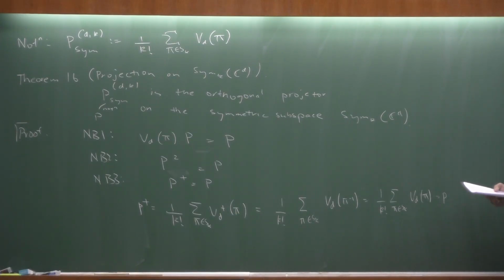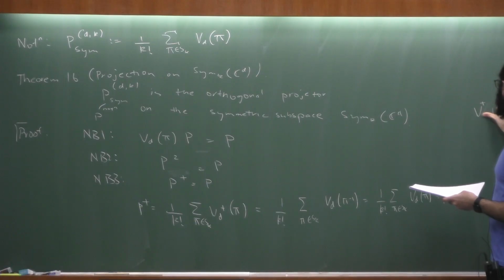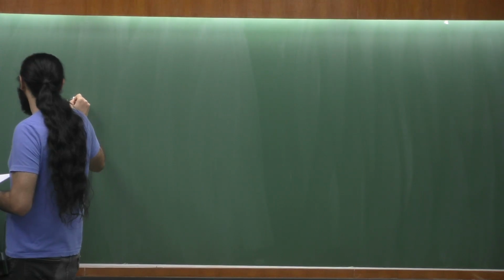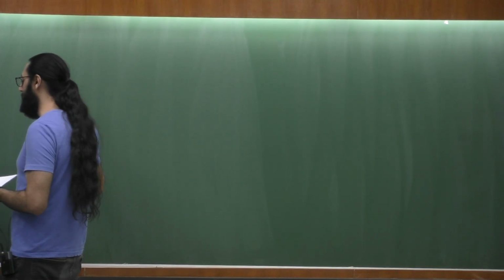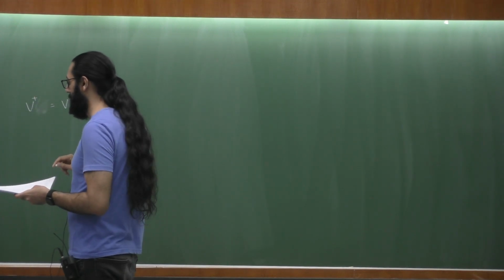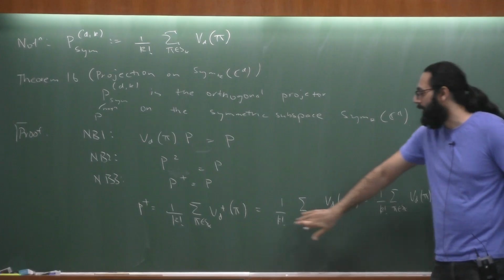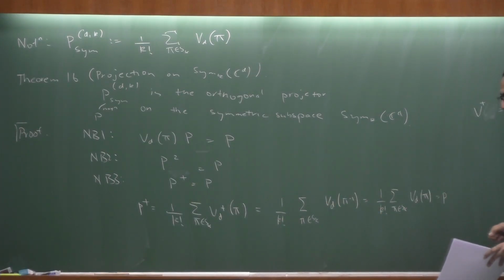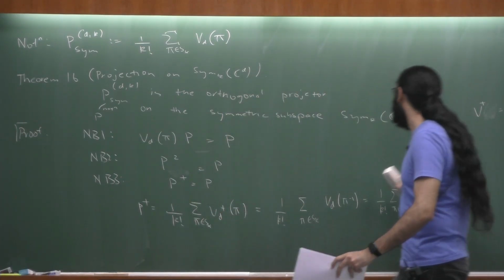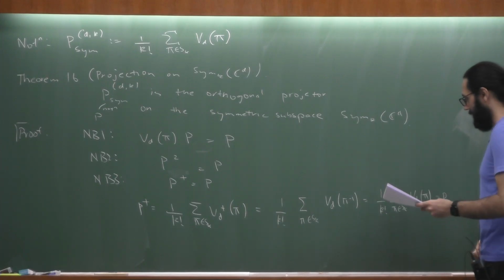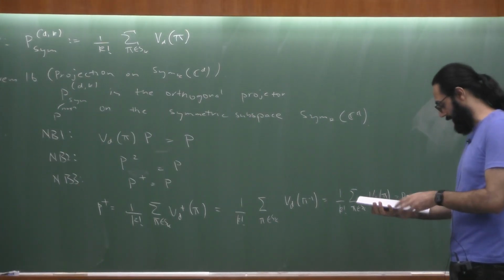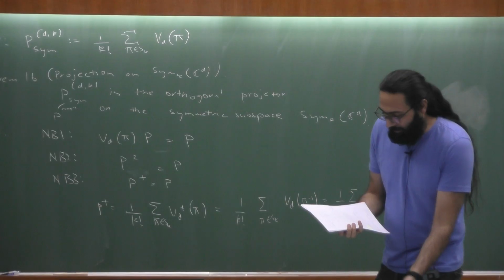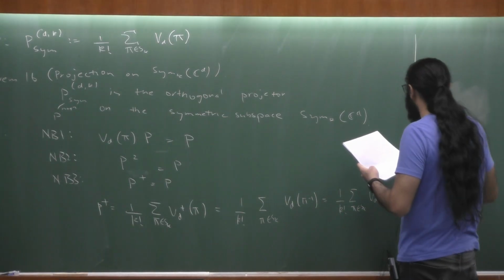Because it is a representation, V dagger is V inverse, but V inverse of pi is V of pi inverse. V dagger is V inverse because it's unitary. You use that V of pi inverse is the inverse of V of pi. This property we already proved earlier, but you can expand it if you want.